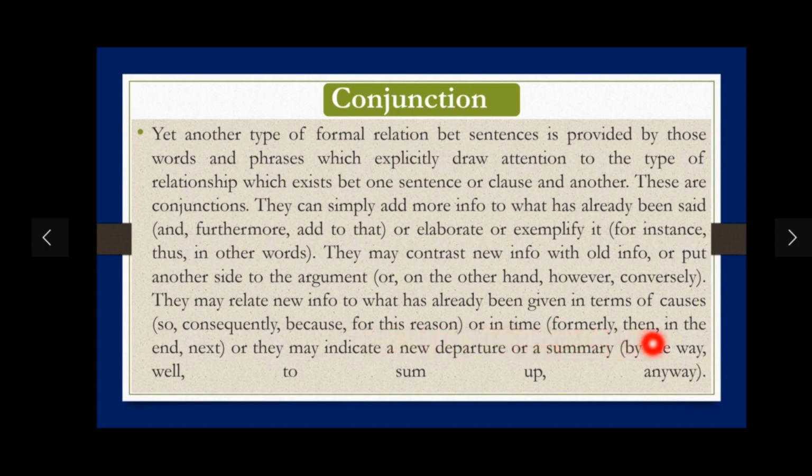You can say formally, then, and next. Or they may indicate a new departure or a summary. Then you can use by the way, while, or to sum up, anyway. So these are different conjunctions. Sometimes when you want to add information, you can say furthermore, add to that, or in addition. Sometimes you want to elaborate something, you can say, for example, for instance. Or sometimes you are talking about a contrast, you can say on the other hand.